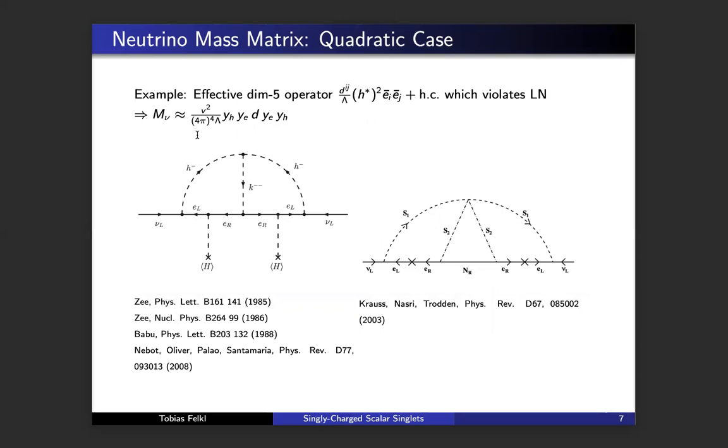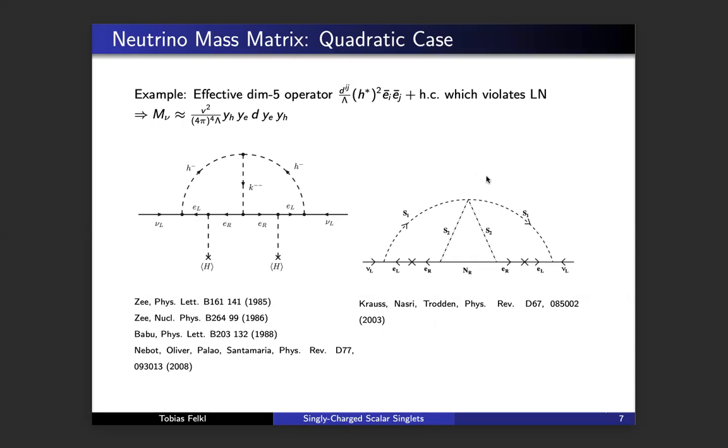And since neutrino masses are generated at 2-loop level, we get the factor 4 pi to the 4th power in the denominator. In terms of concrete models, an important realization of the quadratic case is given in terms of the well-known Zee-Babu model, which features a doubly charged scalar singlet K, the coupling of which to H then violates lepton number. And upon integrating out K, one retrieves this effective operator just introduced.